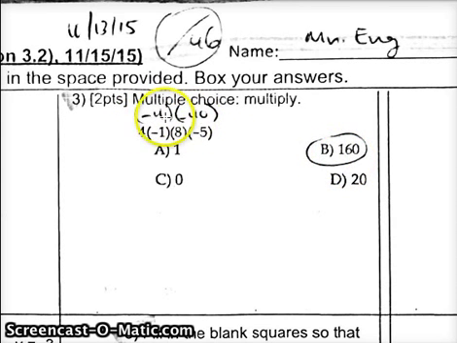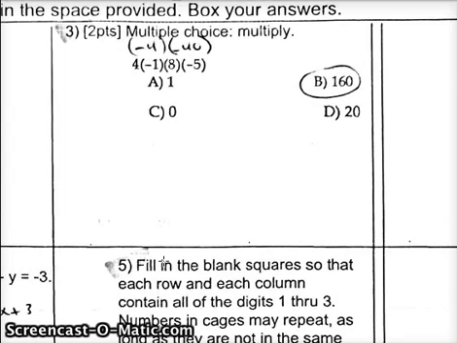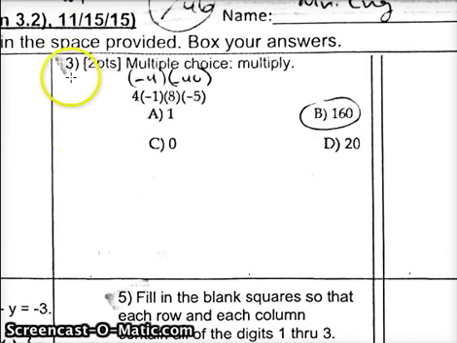Remember, right here, this is not subtraction. It's not negative 4 minus 40. I made a mistake. That should be question number 4, huh? Yeah.